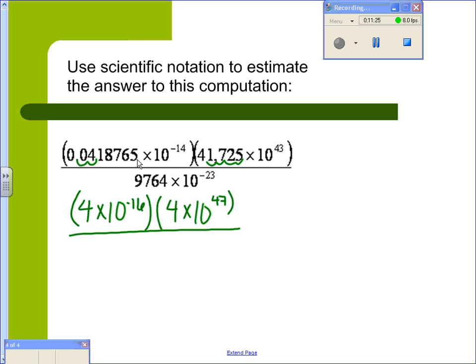What did you estimate the denominator to be? 10,000. Does that make sense? But it's almost 10,000. So 1 times 10 to the what? Negative what? 1, 2, 3, 4 places that we got to move.